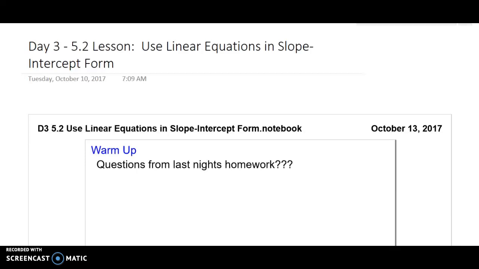Hello, we are going to do our chapter 5, day 3, and this is our 5.2 lesson. It is over using linear equations in slope-intercept form. So slope-intercept form, that should sound very familiar. That is our y equals mx plus b form, and that is something that should be familiar.